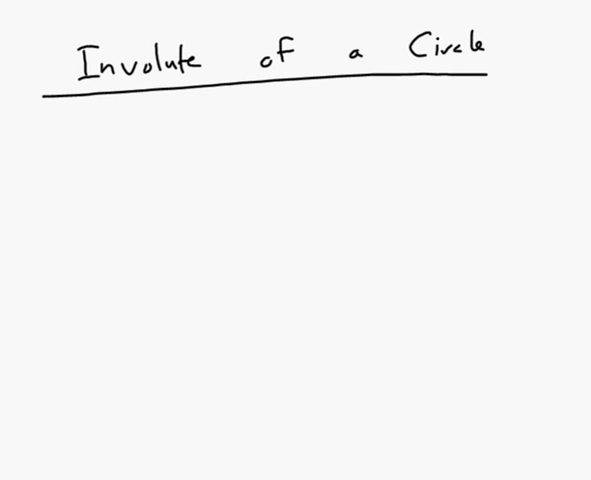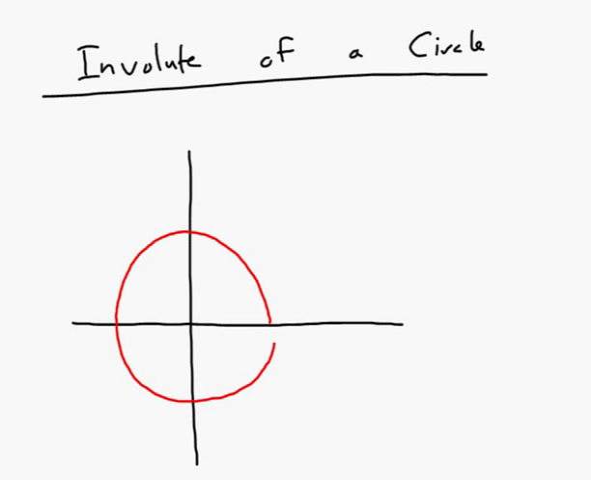Right, so what I'd like to look at today is something called the involute of a circle. Spelled this way. Here's the picture that sort of gives us a sense of what this thing is. You have a circle centered at the origin, and then you have the following.